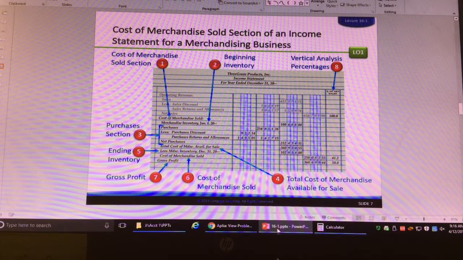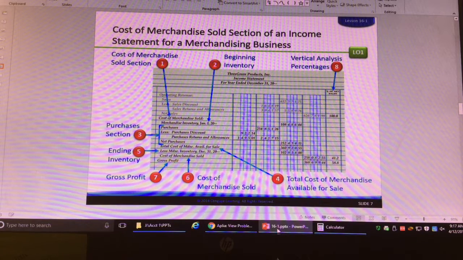To do this, you're going to subtract the ending merchandise inventory from the total cost of merchandise available for sale. Step 7 will be to calculate the gross profit. You'll write the gross profit, and in the 4th amount, you'll subtract the cost of merchandise sold. And this is going to give you your gross profit.